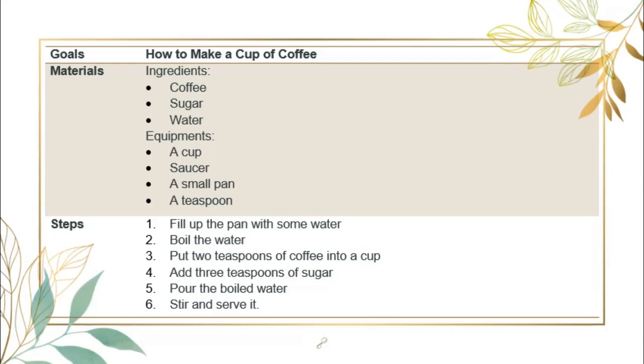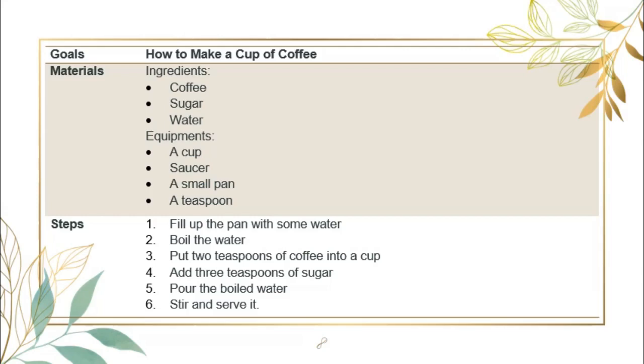So first, fill up the pan with some water. Isi panci dengan air. And then the second one, boil the water. Rebus air tersebut. Put 2 teaspoons of coffee in a cup. Taruh 2 sendok teh kopi di dalam cangkir. Add 3 teaspoons of sugar. Tambahkan 3 sendok teh gula. Pour the boiled water. Tuang air yang sudah direbus. Stir and serve it. Aduk dan sajikan.